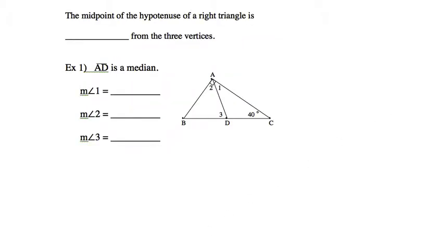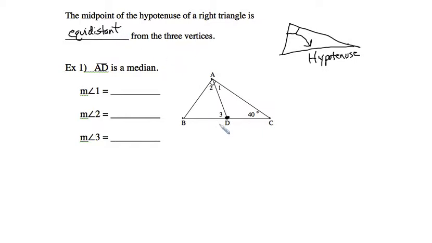The second theorem that I want you to be familiar with is the one that talks about the midpoint of the hypotenuse of a right triangle. Now remember, in a right triangle, the hypotenuse is always the side across from the right angle. So if we have the midpoint of the hypotenuse of a right triangle, we should have that equidistant from the three vertices. In other words, this midpoint of the hypotenuse is going to be the circumcenter of that triangle.